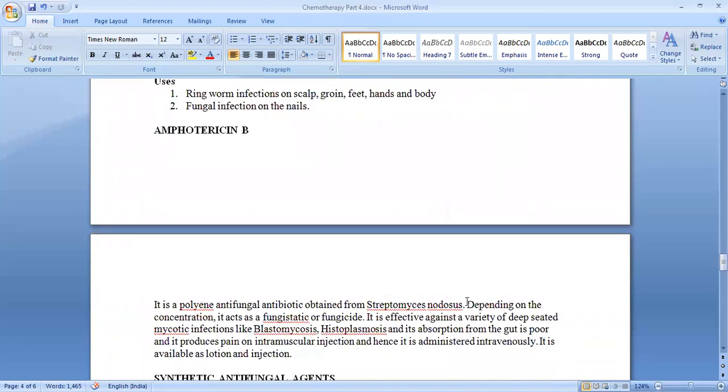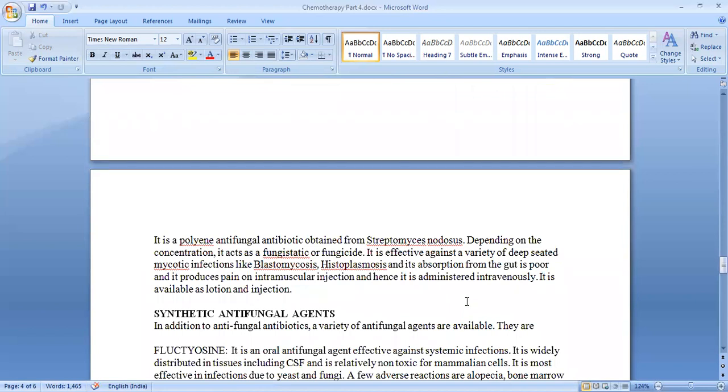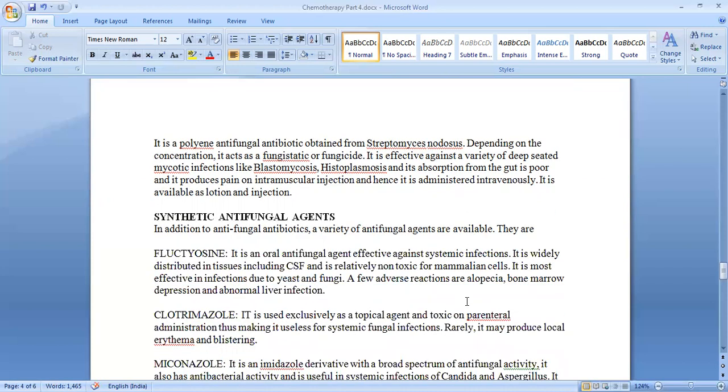Now, these compounds that we talked about, all these drugs, nystatin, then pimaricin, hamycin, trichomycin, candidin, griseofulvin, and amphotericin B, all these are antifungal antibiotics, means they are obtained from a natural source. Now, there are some other newer molecules which have been developed, which are synthetic in nature. That means they have been synthesized in the laboratory. So there are few important compounds. Flucytosine is an oral antifungal agent. It can be used for systemic fungal infections.